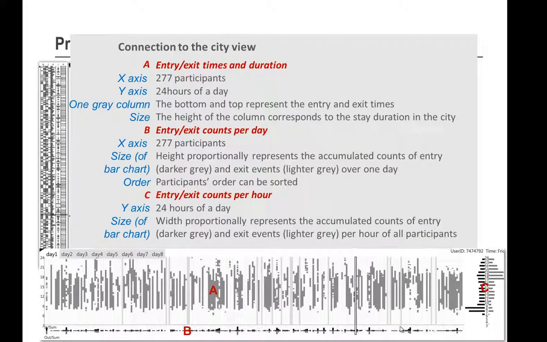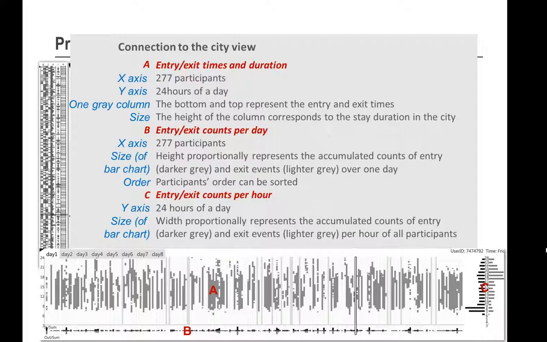The fourth view is a connection to the city view to highlight when suburban residents enter or leave the city. Suburban residents are arranged from left to right in the same top to bottom order as in the sequence view. The y-axis represents 24 hours of 1 day. Times in which a resident is in the city are shown as gray columns, whose bottom and top represent the entry and exit times. Suburban residents who stayed in the city all day long are shown in a lighter gray.